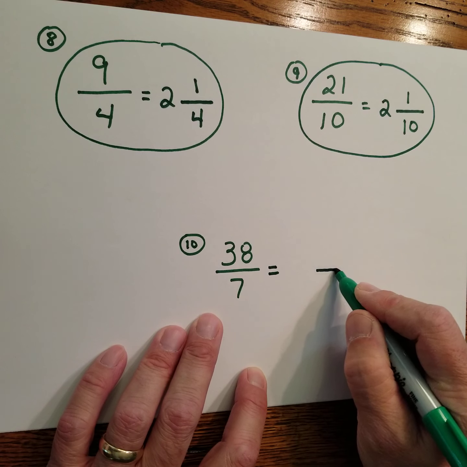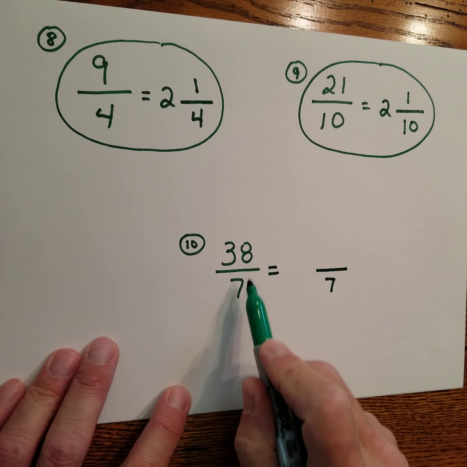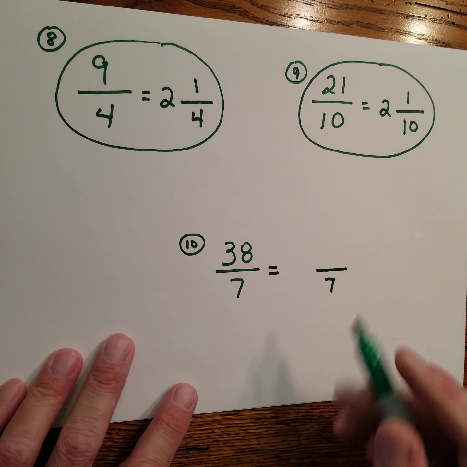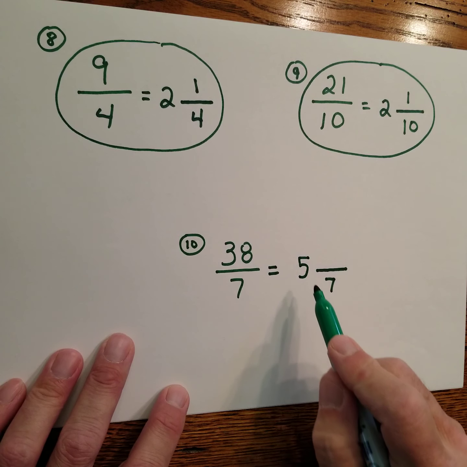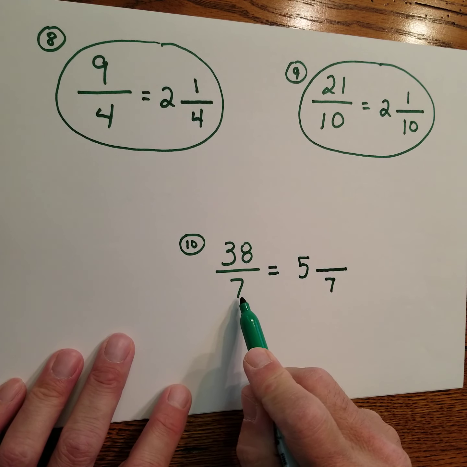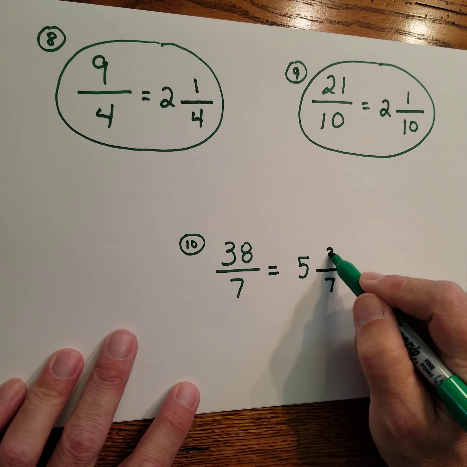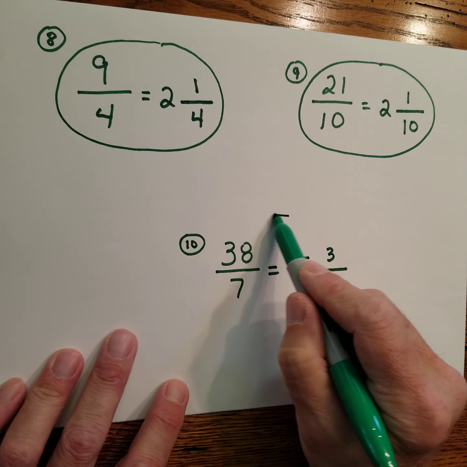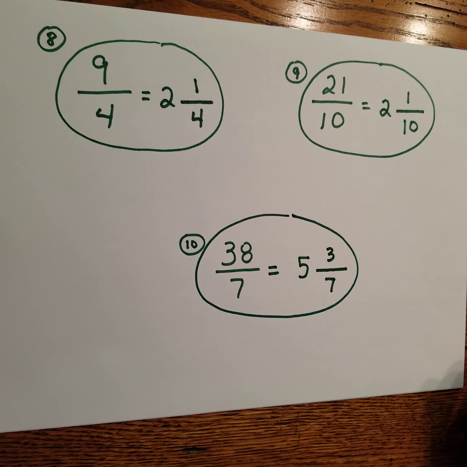Let me keep my denominator of 7. Now think, how many times does 7 go into 38? 7 goes into 38 5 times, because 5 times 7 is 35. And 35 subtracted from 38 leaves a remainder of 3. These look great.